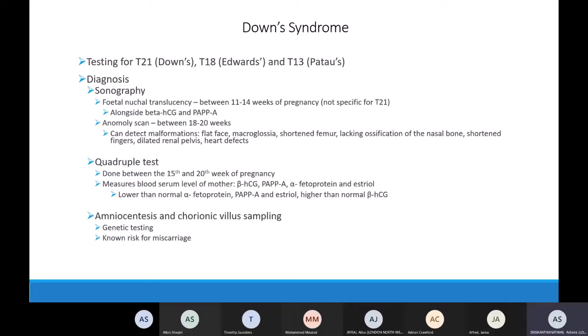And then your amniocentesis and your chorionic villus sampling are both genetic tests, but there is a risk of miscarriage, which is why they're not done routinely and only if there's a very high suspicion.